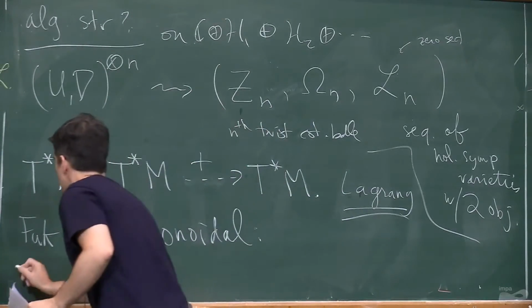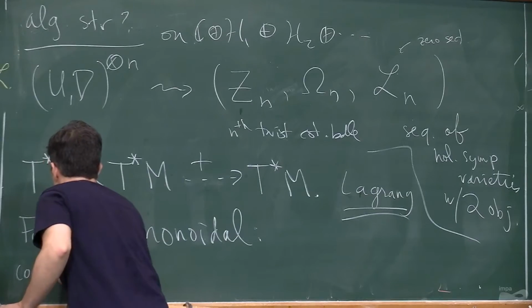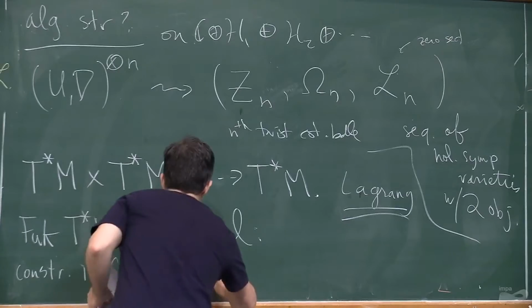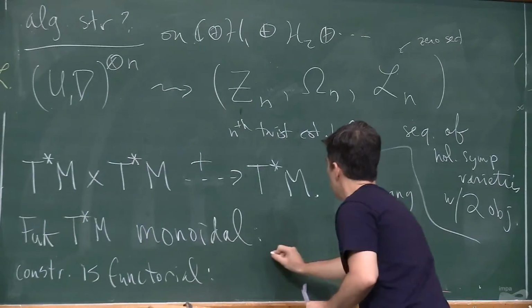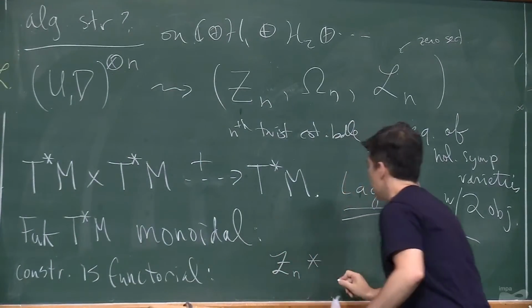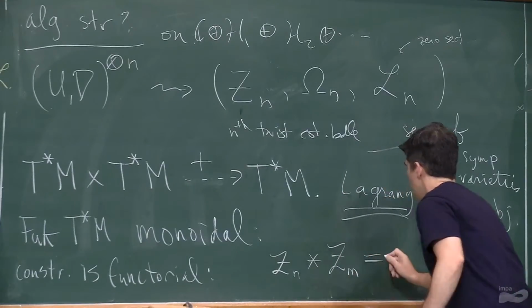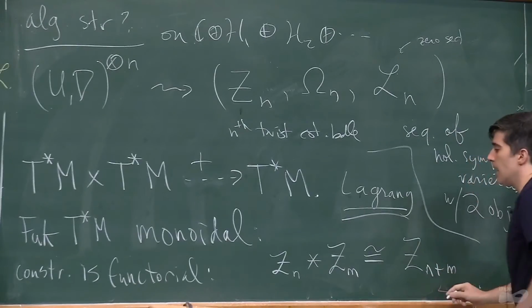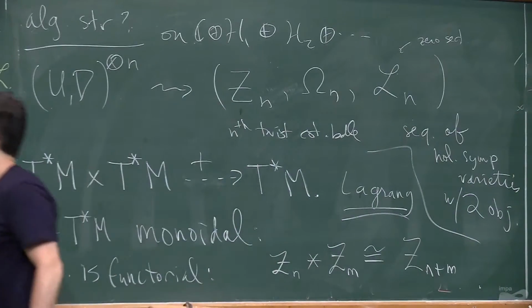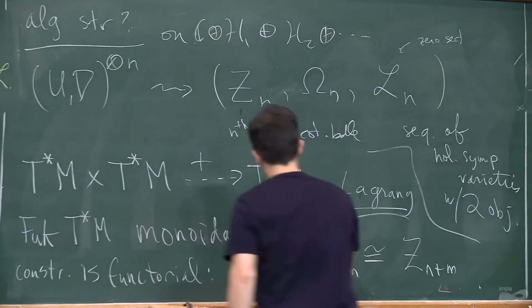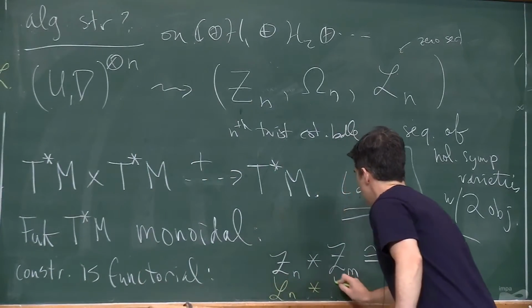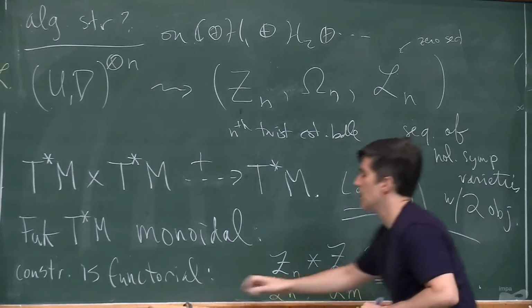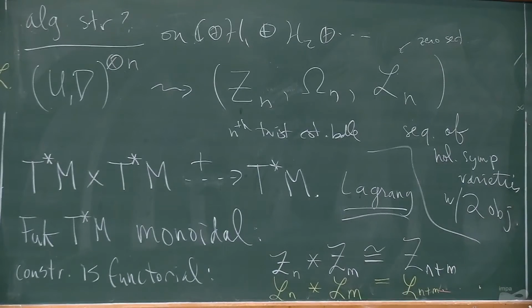And the construction is functorial. Okay? And what I mean by that is that if I take this Z_n and I convolve it with Z_m, then this will be isomorphic to Z_{n+m}. And if I take the objects inside it and I tensor them, they're compatible with the monoidal structure.